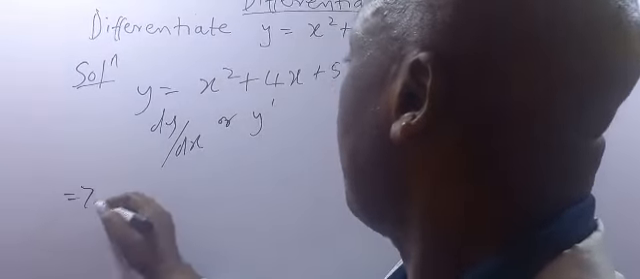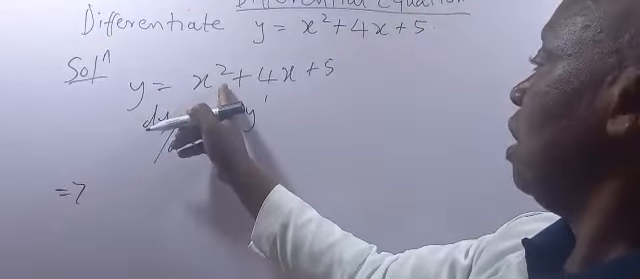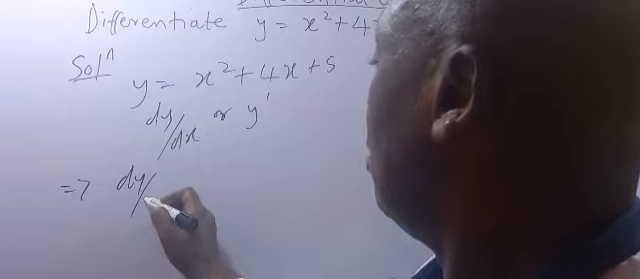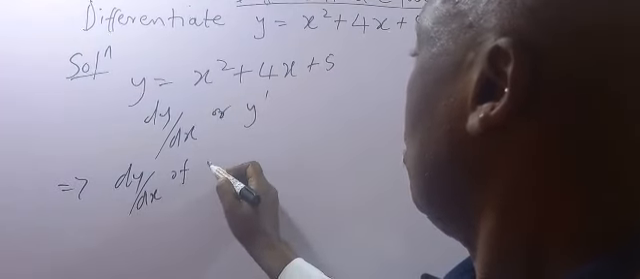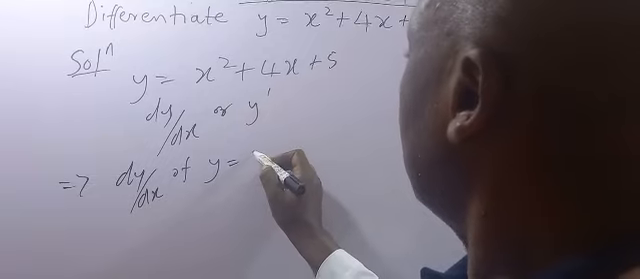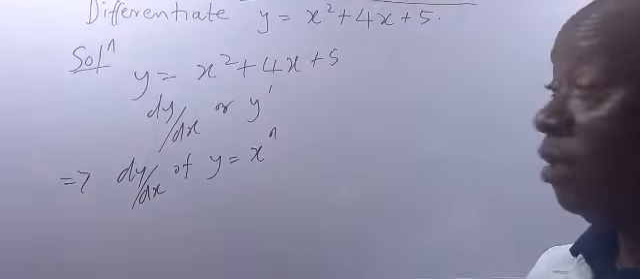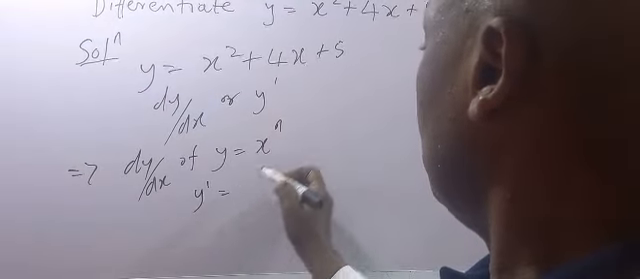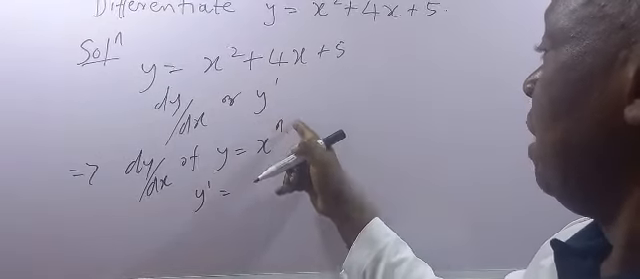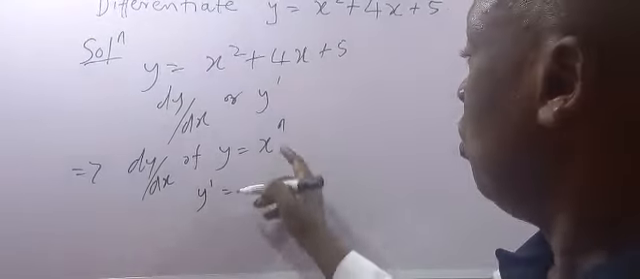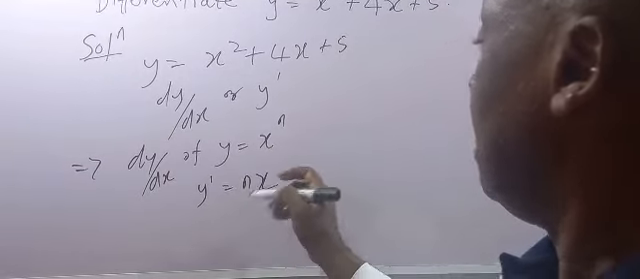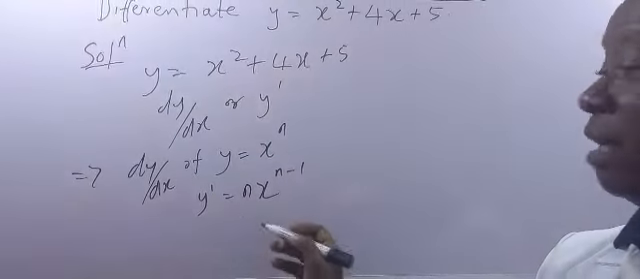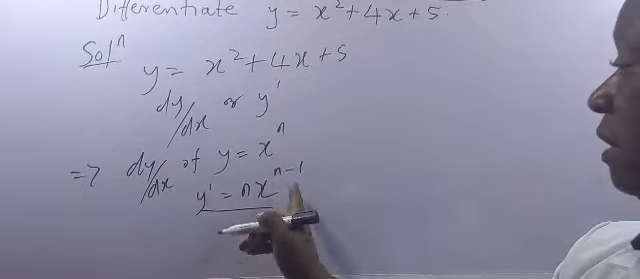However, to differentiate y is equal to x squared plus 4x plus 5, we need to note that the derivative of y equals x to power n by the differential law is the same thing as y. We are picking this y is equal to, now you see this n, we bring the power to multiply the x, which is nx, and then take away 1 from the power, and so n minus 1. This is the general rule for differential equation, the general rule.